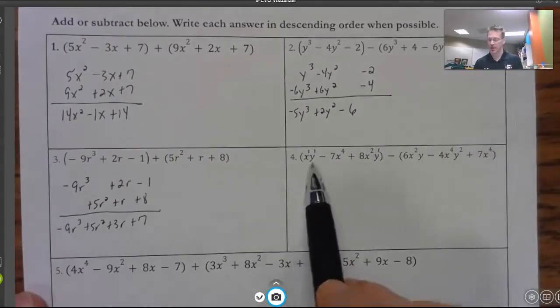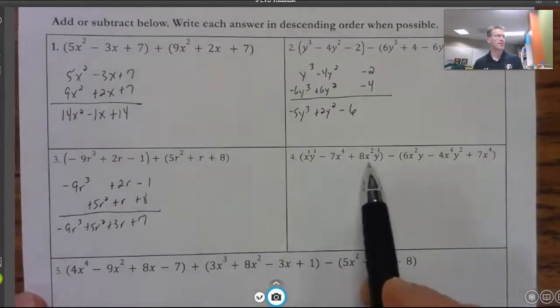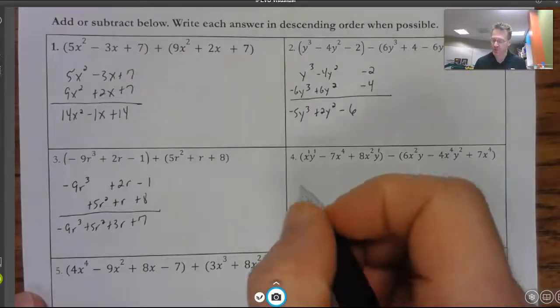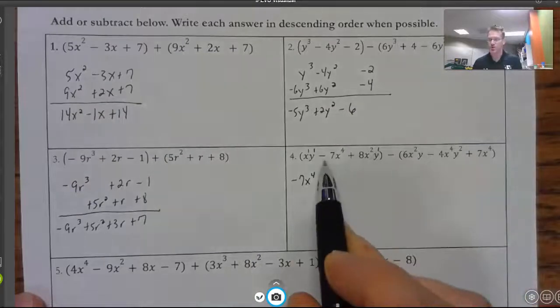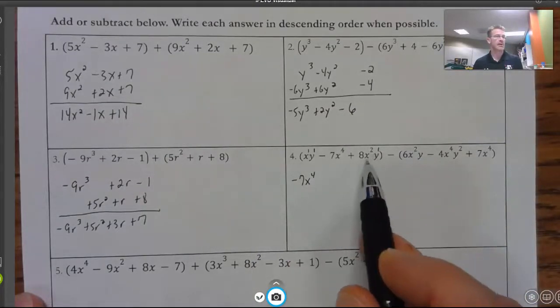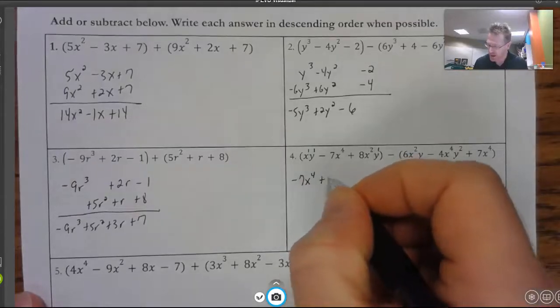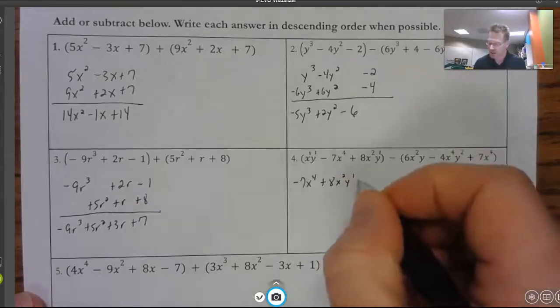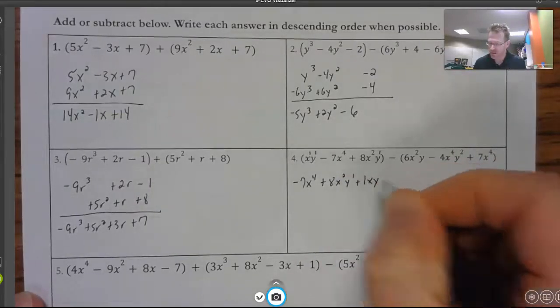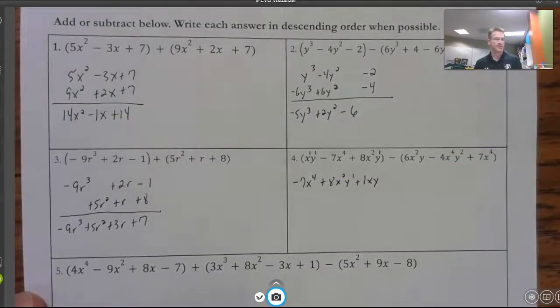So when I look at my first expression here, I have an x to the 4th, so I'm going to write that negative 7x to the 4th. Now notice when you take your term, you always take the sign in front, so negative 7x to the 4th. Then I have an x squared term, so I'm going to write that next, 8x squared y to the first power. And then I have my 1, so plus 1xy. Now when I look at my next set of terms, I'm subtracting these.